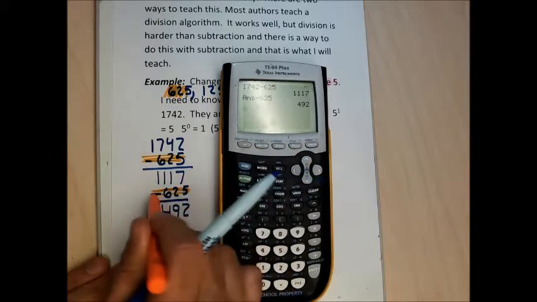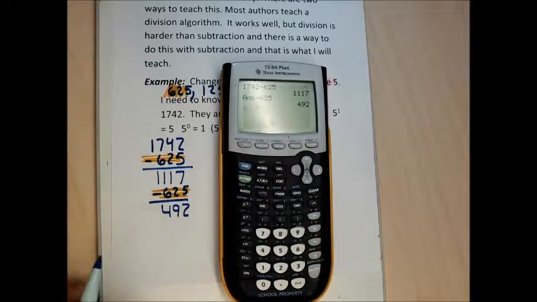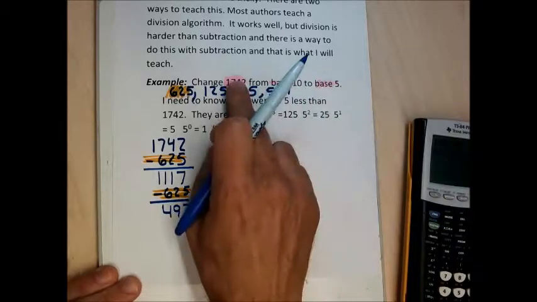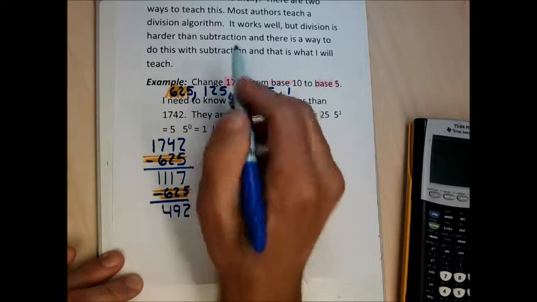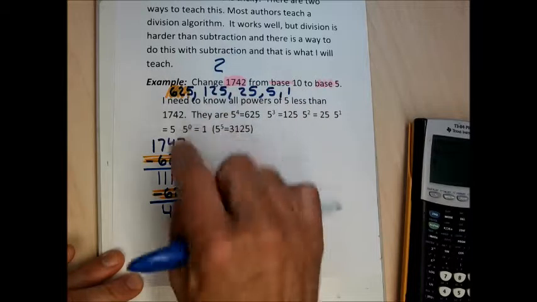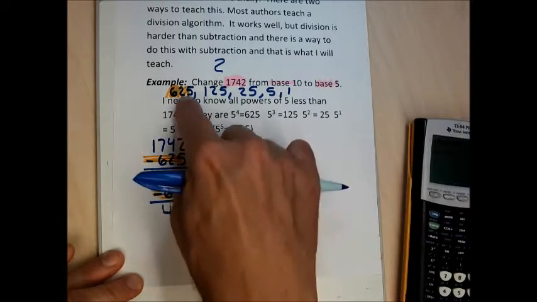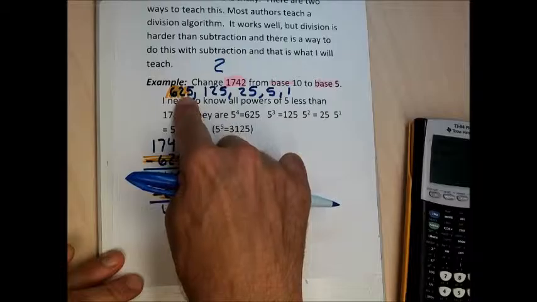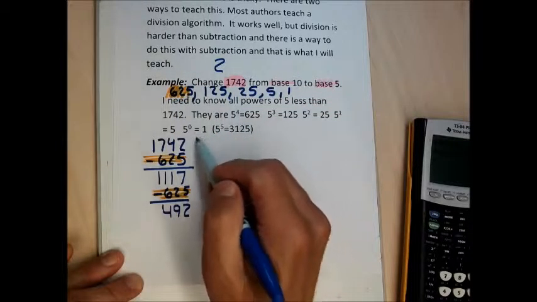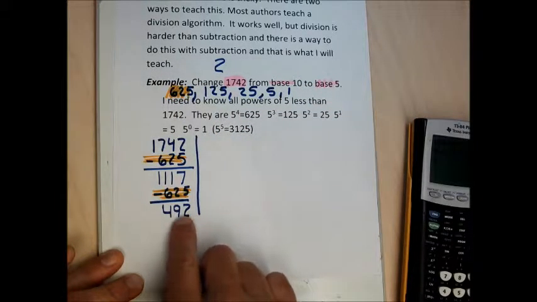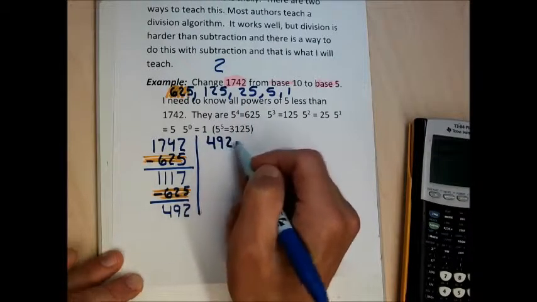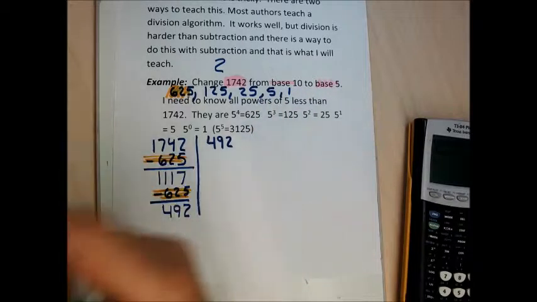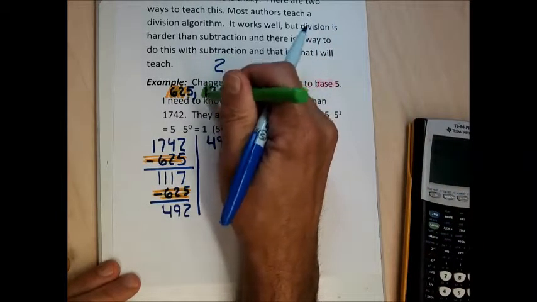This step gives me the first number in my answer for 1,742 base 10 in base 5. The first number I write in my answer is 2, because I was able to subtract the largest power of 5, 625, 2 times. I'm going to carry this 492, which in some sense is the remainder, and do the same thing with the next number in my list, which is 125.